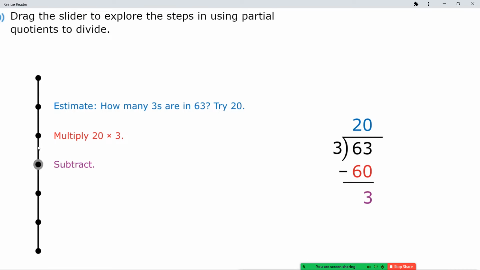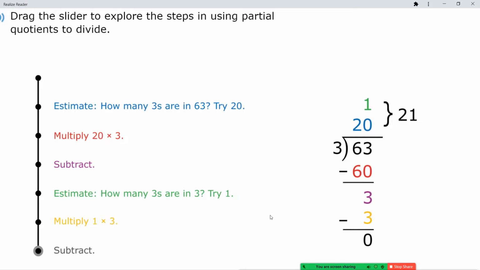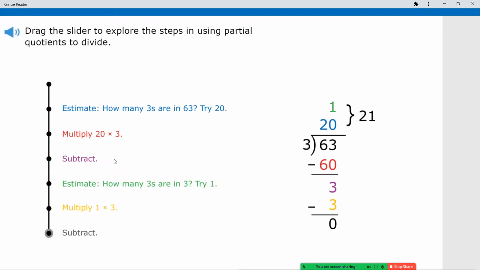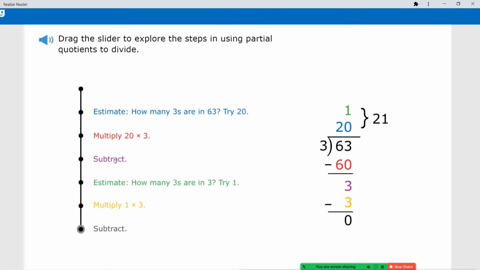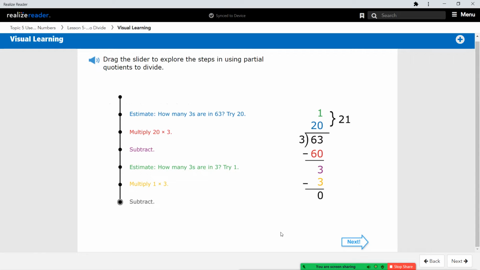Then they did their subtraction and they found out that they had 3 left over here. Now they could divide again. 3 divided by 3 is 1, right? There's one group of 3 in 3. They did their subtraction, and then they added their 2 partial quotients, 20 plus 1, which gave them 21. So they were still able to reach the same answer. They just used a different estimate when they started.